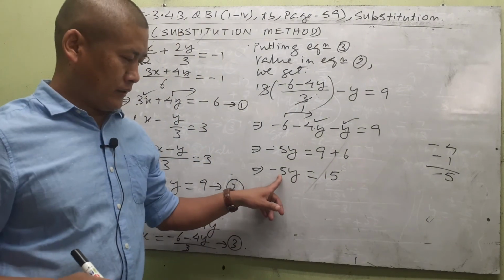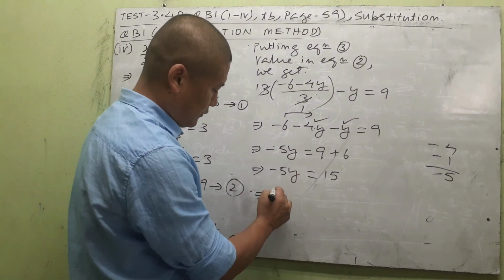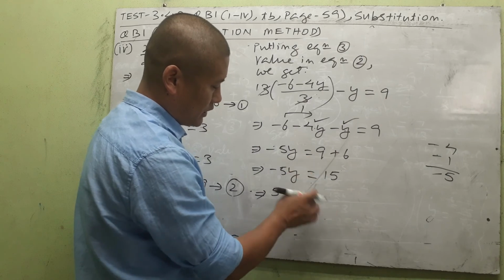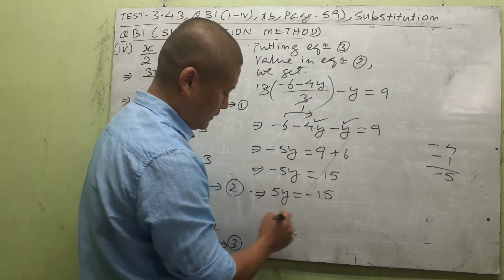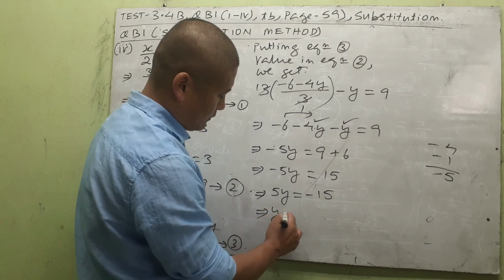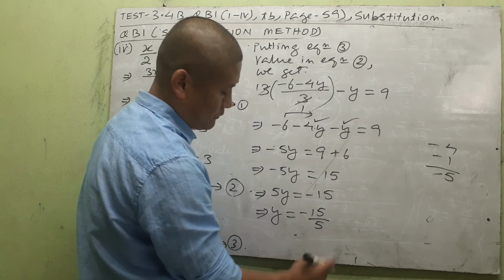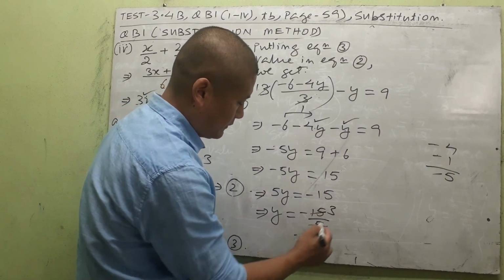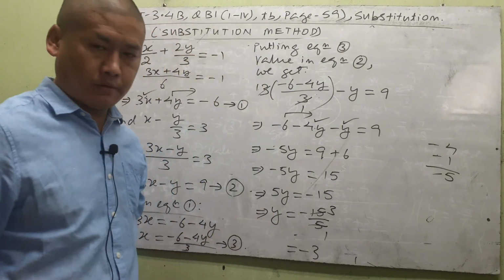Now we want our answer y in terms of plus, so let us just change it plus here itself, minus 5y. Change it to plus 5y. Then everything else will change in the remaining terms, so plus 15 will become minus 15. Then y will be equal to minus 15 divided by down here 5 will come. 5 ones are 5, 5 threes are 15. So minus 3 is the answer for y.